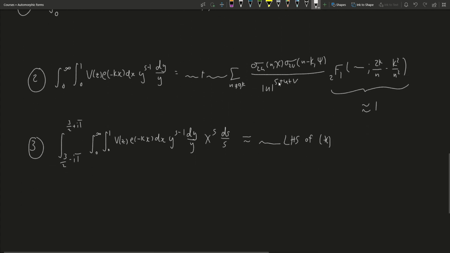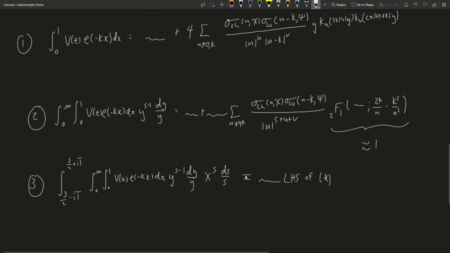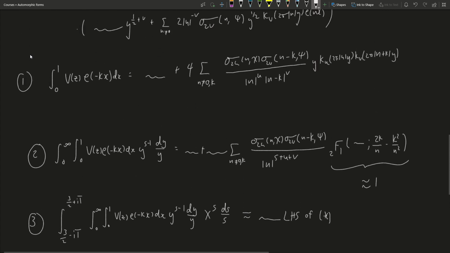Because if we look at the Dirichlet series, it's a Dirichlet series in s, and the Dirichlet coefficient is this product of sum of divisor functions divided by n to the u plus v. And so the 3 steps really: this one is the kth Fourier coefficient. This step is going to be taking a Mellin transform. And this step is going to be what's called Perron's formula.